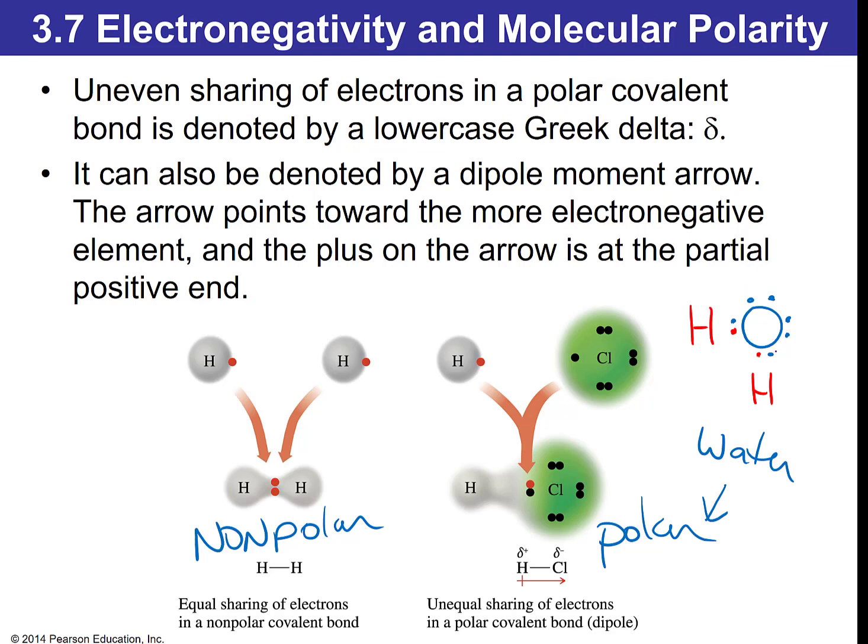So what happens to the oxygen side? It becomes slightly what? This side becomes slightly negative because the electrons are pulled over to that side. That means the hydrogens become slightly positive. So the hydrogens, because they don't have their electrons evenly shared, become slightly positive.